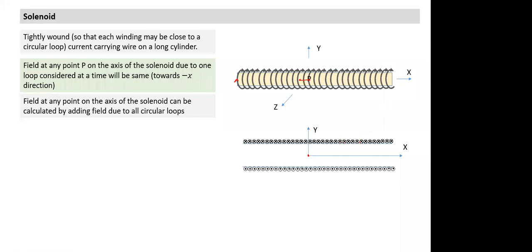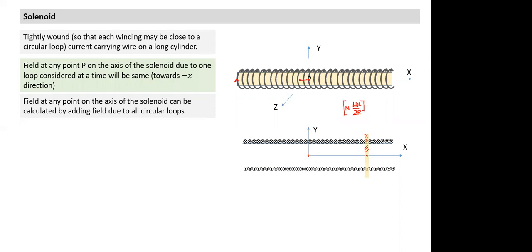The method of calculation is, I need to use a small length of the solenoid. This is a small length of solenoid I have taken. If I take a small length, it is like a circular loop. We know the formula for a circular loop: mu naught I by 2r. But if there are n number of loops, this becomes my formula. So this is if the point is at the center.